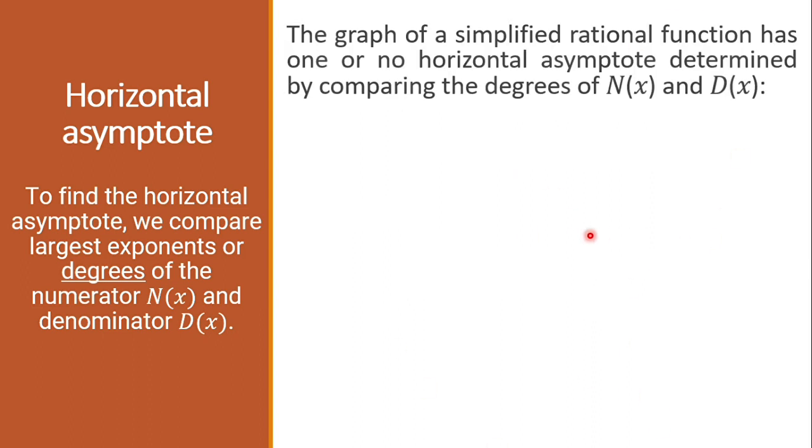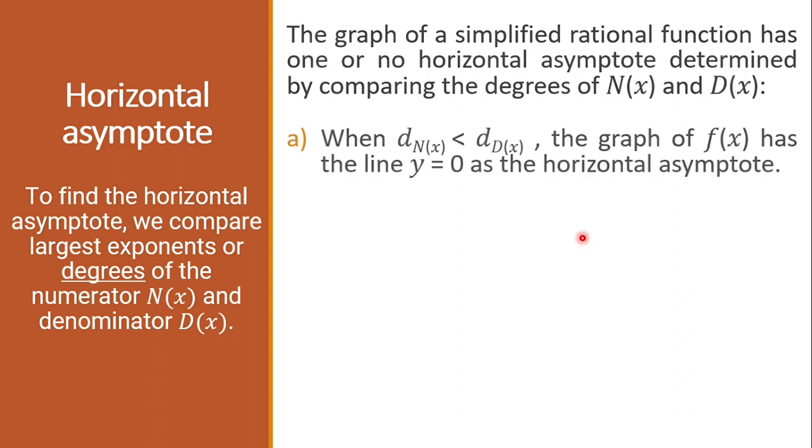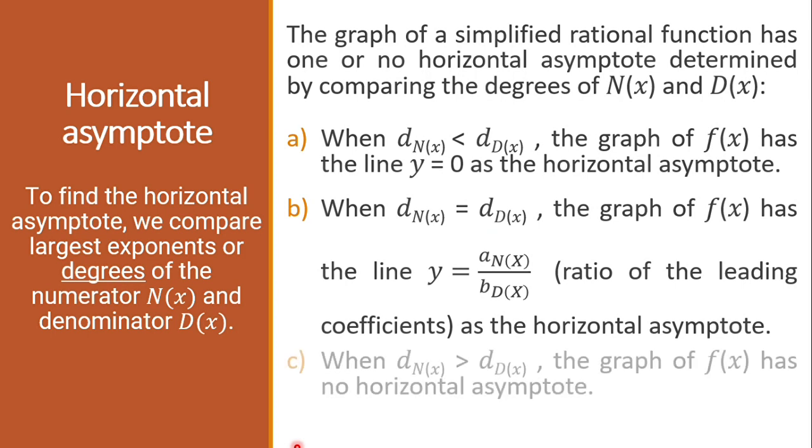Now, the graph of a simplified rational function has one or no horizontal asymptote at all. So you can determine this by comparing the degrees of your numerator and your denominator. So we have these three categories here. So for the first one, when the degree of your numerator is less than the degree of your denominator, the graph of your rational function has the line y equals to 0 as your horizontal asymptote.